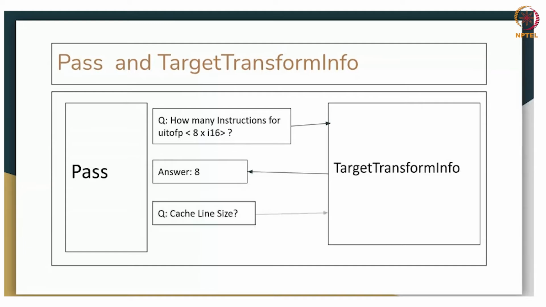What is the cache line size? The answer could be like 64. So here, the passes that you have done in LLVM IR have some similarity to the LLVM code gen passes, which are done on machine IR.